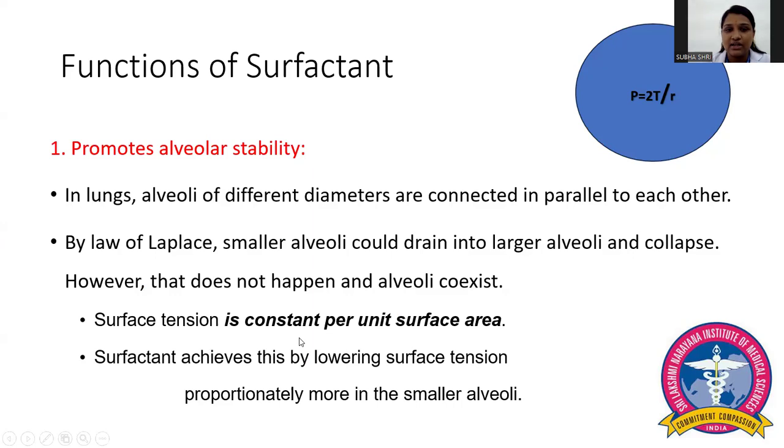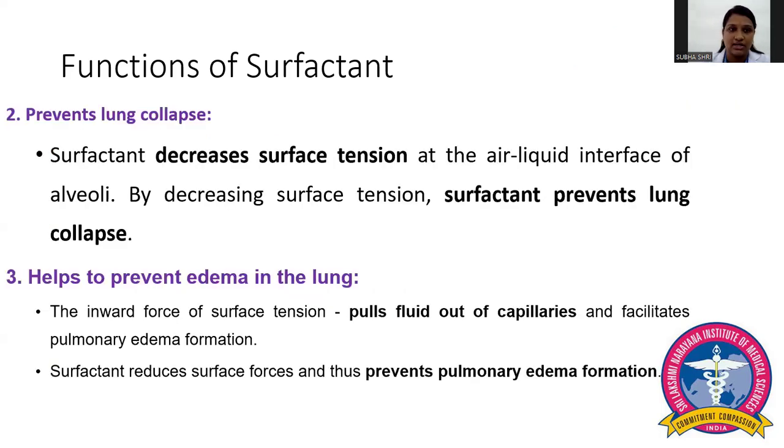So what does surfactant do? It keeps the tension constant per unit surface area. It achieves this by lowering the surface tension proportionately more in the smaller alveoli. That is, it will reduce the surface tension in the smaller alveoli, thereby maintaining the pressure the same as that of the larger alveoli. The first function of surfactant is that it promotes alveolar stability.